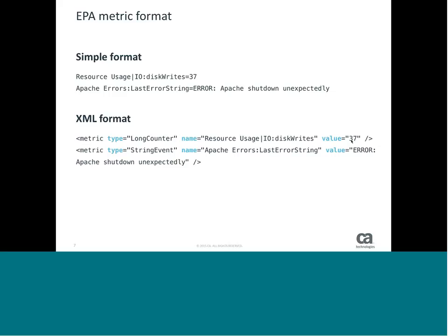It has the advantage that you can supply a type, so you can say the 37 is a long counter in contrast to an integer counter or to an int average, and I will give you some links at the end of the presentation, and I'll also post them as a comment to the invite to the event where you can find more information. There are about 8 metric data types, and the big difference is how they are aggregated.